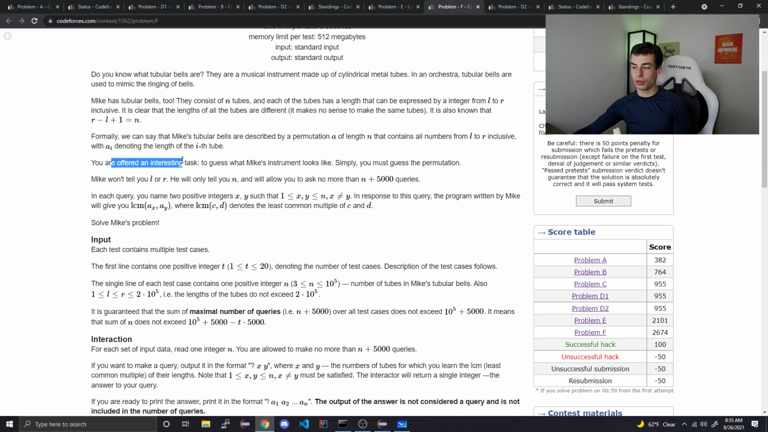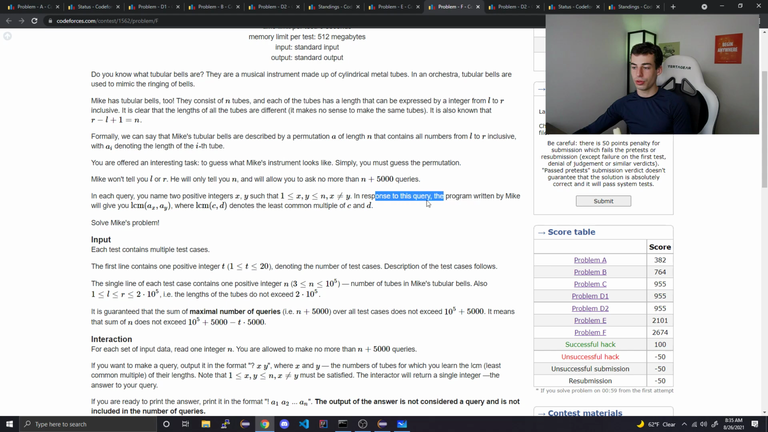You are offered an interesting task. I love interesting tasks. To guess what Mike's instrument looks like. Simply, you must guess the permutation. Mike won't tell you L or R, he'll only tell you n, and you can ask, at most, n plus 5,000 queries.